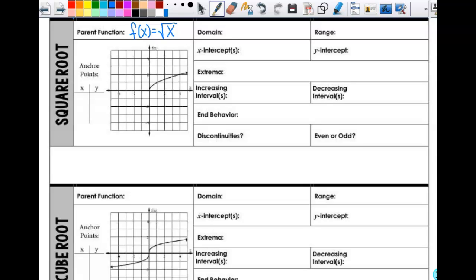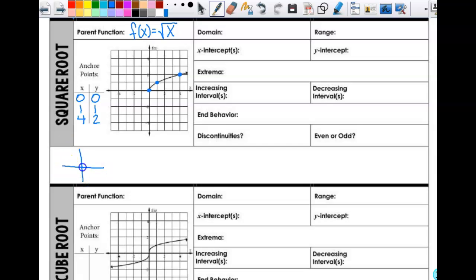Here I have 3 anchor points. I don't need any more than that. 0, 0 is still one of them. 1, 1 is still one of them. Now, for the other ones, if I use 2, that's going to give me the square root of 2. That's yucky. I don't want that. What's the next x value I can put in to get a decent y value out? 4. So 4, 2 is your third one. Okay, so we have 0, 0, 1, 1, 4, 2. Don't get it backwards with the 2, 4.